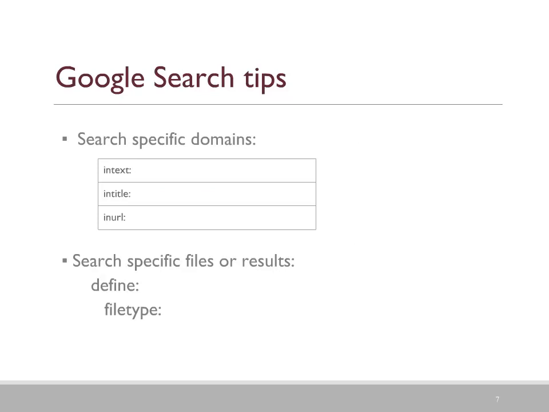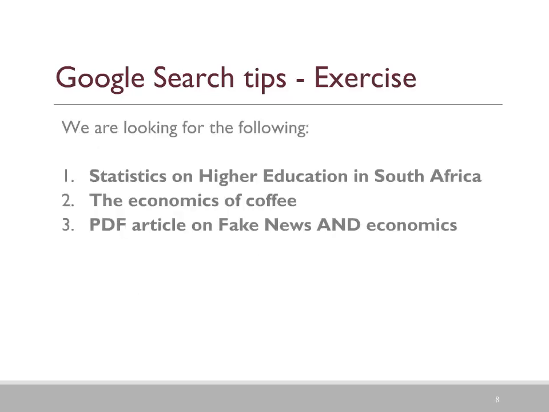When searching specific domains with Google, you also have the option to use search types. For example, in text, in title, or in URL. If you use in URL: you can specify what word you want to be found in that URL. You can also search for specific files or results. For example, if you use define: and a certain word, it will bring you the definition of that word. Or if you use file type: and you specify PDF, then your search results will include PDFs. We will now look at Google search tips exercises.